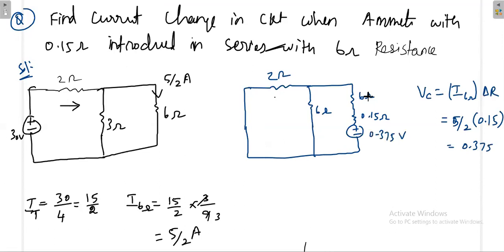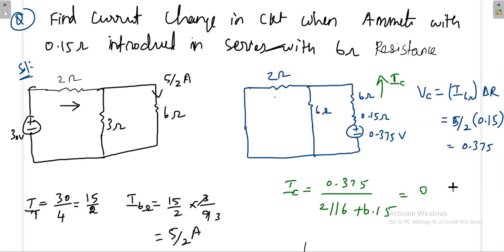Now, what is the compensated current? I know the compensated current will flow like this. So simply I have to find the current going from the battery. So IC is equal to 0.375 divided by 2 in parallel with 6, plus 6.15. Now the current value is 0.051 ampere.